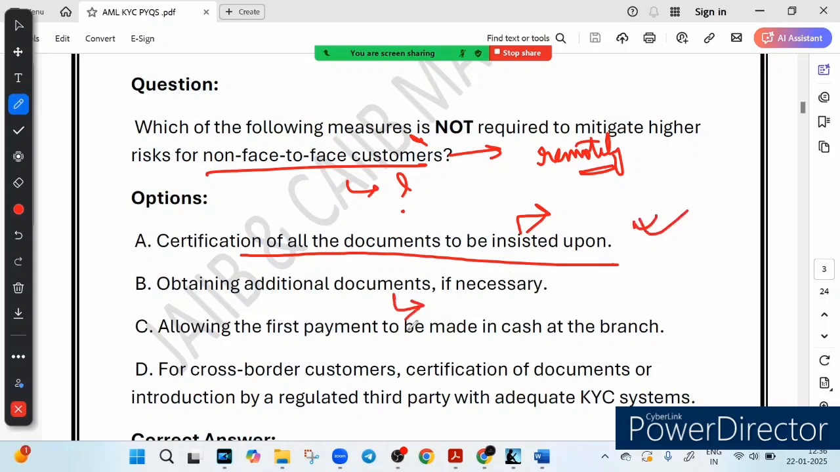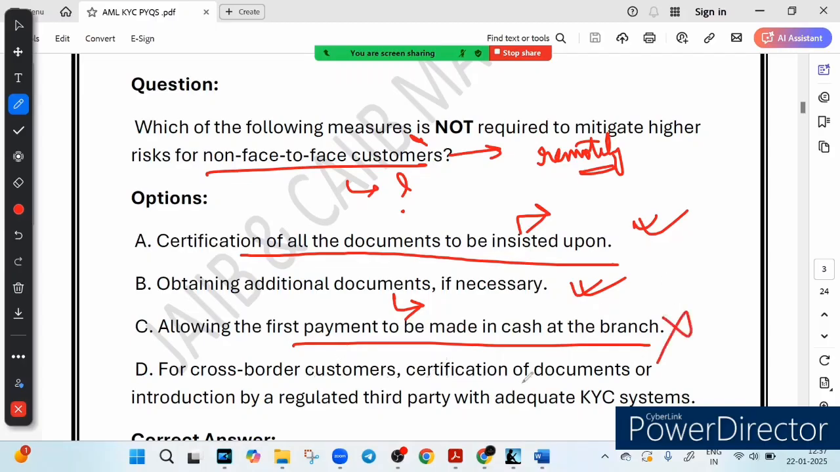Correct again. If the bank feels that something is unclear, they might ask for extra documents to make sure everything is in order. So this is also correct. Then, allowing the first payment to be made in cash at the branch. No, this is a big no, because allowing cash payment from a non face-to-face customer could lead to money laundering or fraud. Instead, the first payment must come from another bank account that already follows the KYC norms. This ensures a safe and traceable process. So this is a big no.